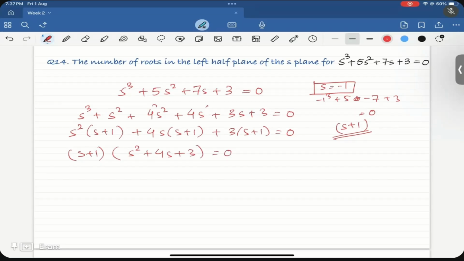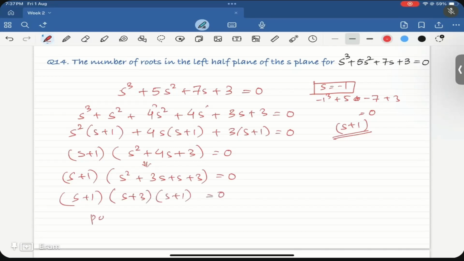Now when you learn about Routh-Hurwitz's criteria, you will be able to solve this problem very easily without this factorization. But till now we have not read this concept, so we will try to find out using the factorization method. So now for this one, we can very easily write it as 3s plus s plus 3 equals to 0. So from here, the factors will be s plus 3 and s plus 1.